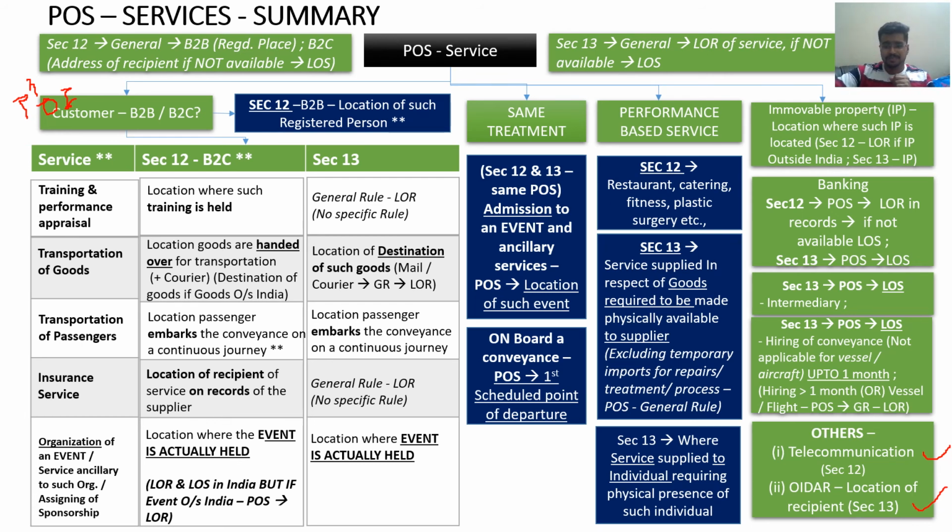Then you had banking services. Banking services, section 12, place of supply is the location of recipient in the records of the supplier. However, if it is not available, location of supplier. If you remember, we saw the example of DD, right? You go to your home branch and take a DD, they have all the information about you. So obviously, they will take your location in their records. That will be considered as the place of supply, location of recipient.